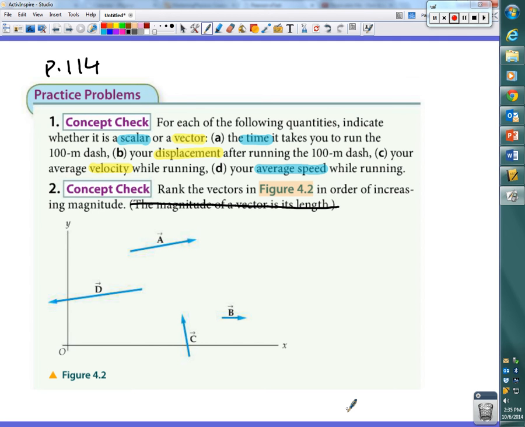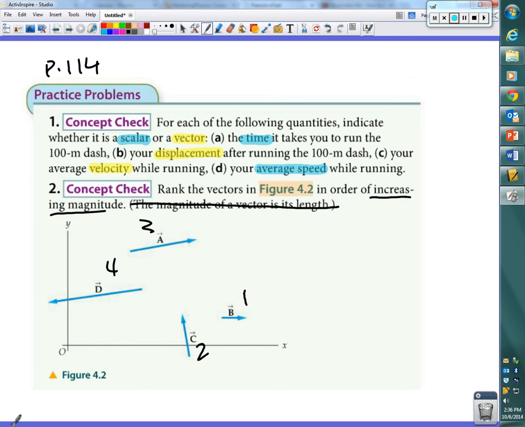So, if we rank the vectors in order of increasing magnitude, which one has the smallest magnitude? B has the smallest magnitude, and then C has the second smallest magnitude, and then A is third, and then D is fourth. No regard for what direction they're pointing, only how long the arrows are. Good there.